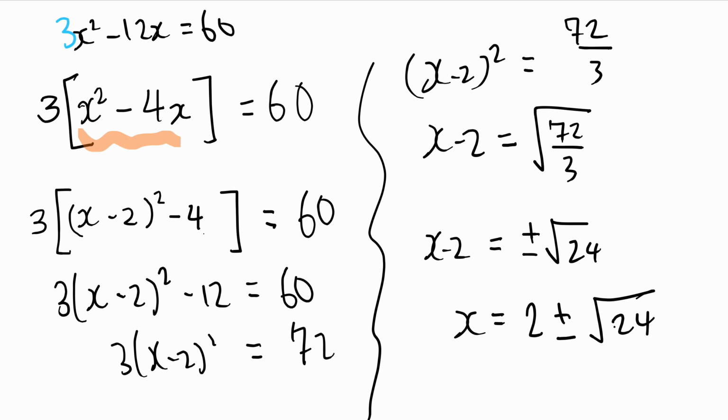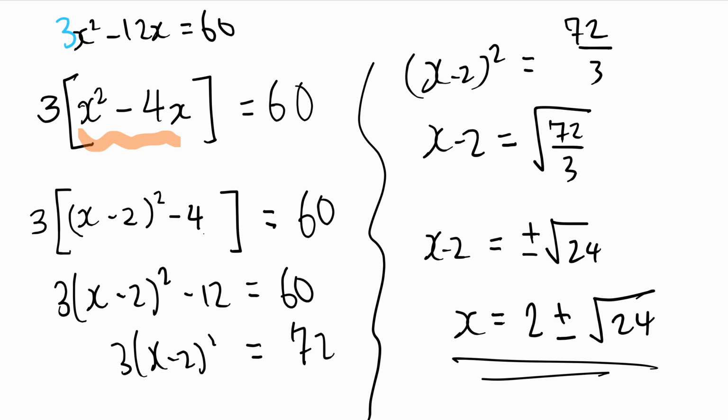We can actually simplify this root 24 out too. I think we can do 2 root 6. Yes, I believe so. So 2 plus or minus 2 root 6. But you don't really need to do that. You can just keep it as this. Pretty much the same. Anyways, that would be our final answer.